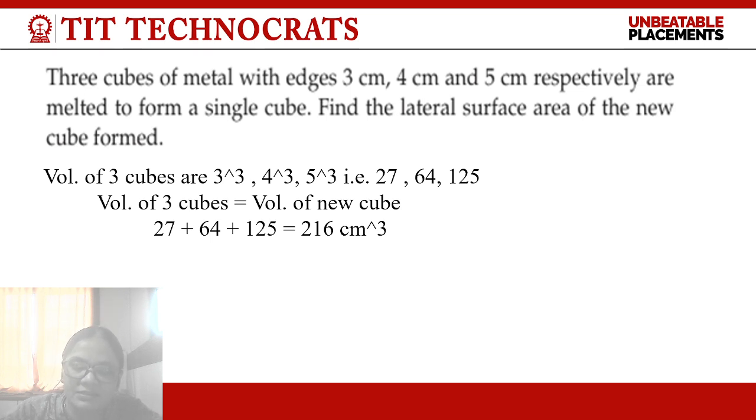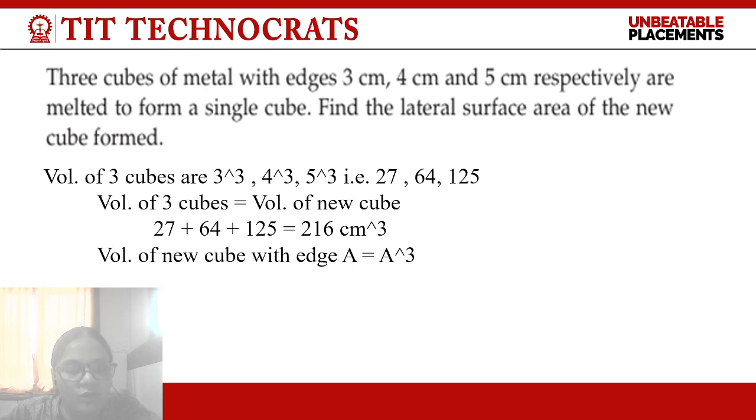Now I'll consider that the edge of this new cube is capital A. Then the volume of this new cube will become A cube. And we have already calculated that the volume of this new cube is 216. So A cube is equivalent to 216. On simplifying this, taking cube root on both sides, we'll get the value of A, which is equivalent to 6.